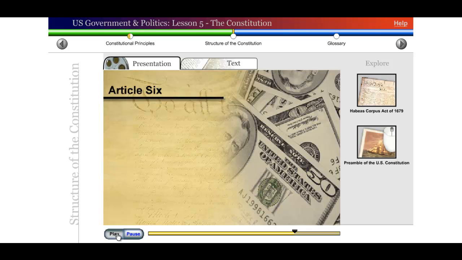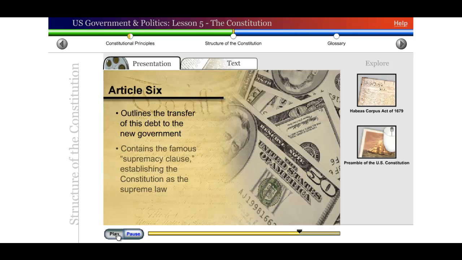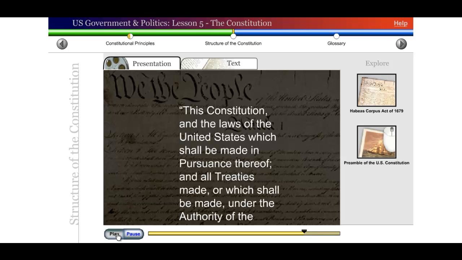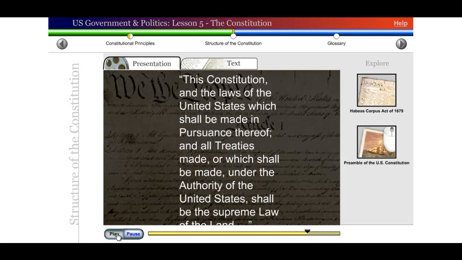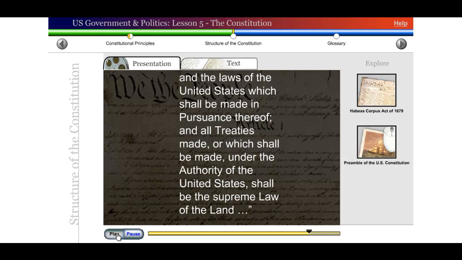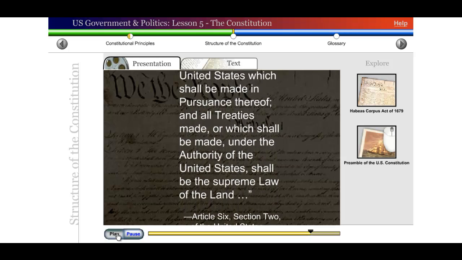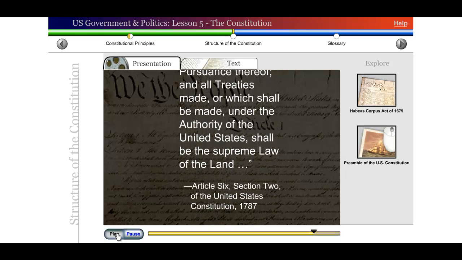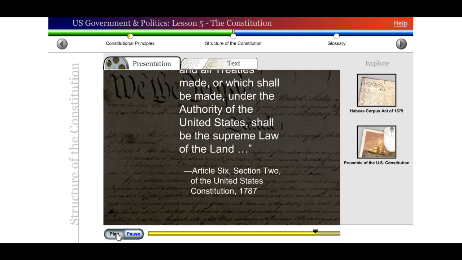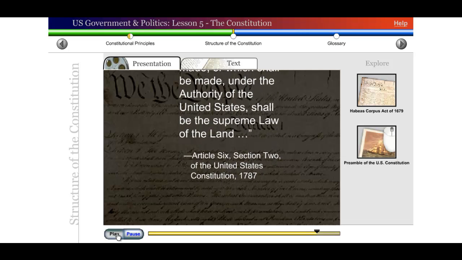Because the U.S. government under the Articles of Confederation had debts, Article 6 outlines the transfer of this debt to the new government. It also contains the famous Supremacy Clause, establishing the Constitution as the supreme law. "This Constitution and the laws of the United States, which shall be made in pursuance thereof, and all treaties made, or which shall be made under the authority of the United States, shall be the supreme law of the land." Article 6, Section 2 of the United States Constitution, 1787.